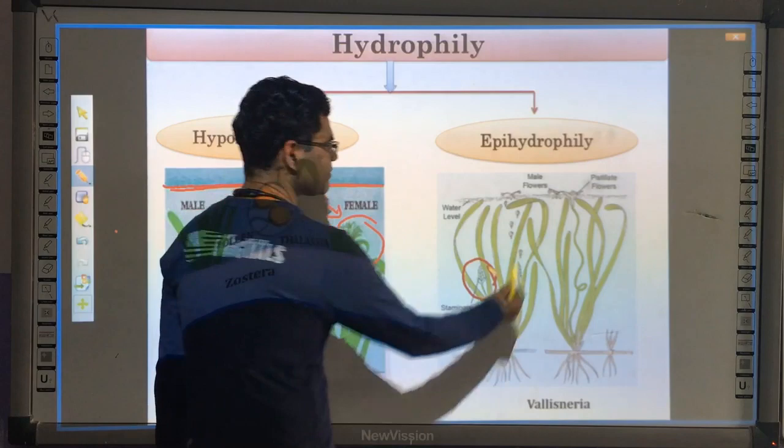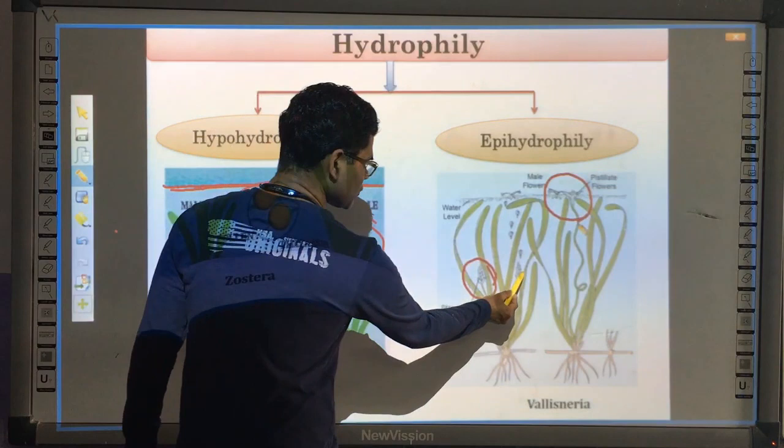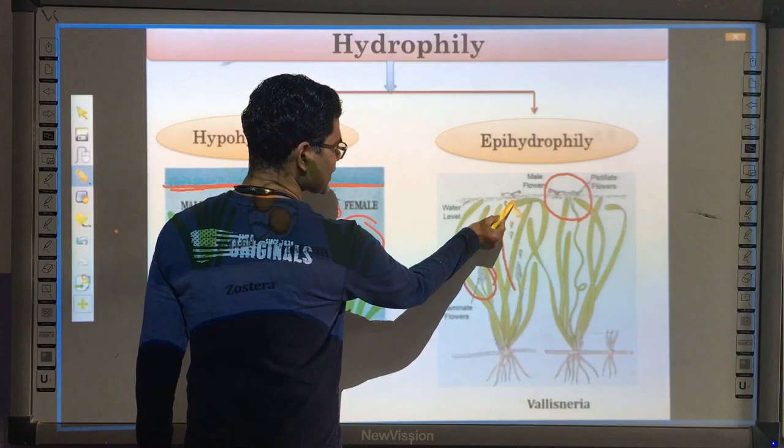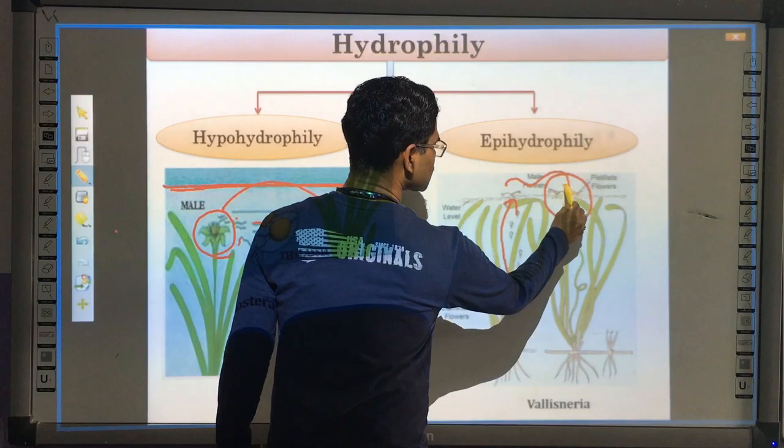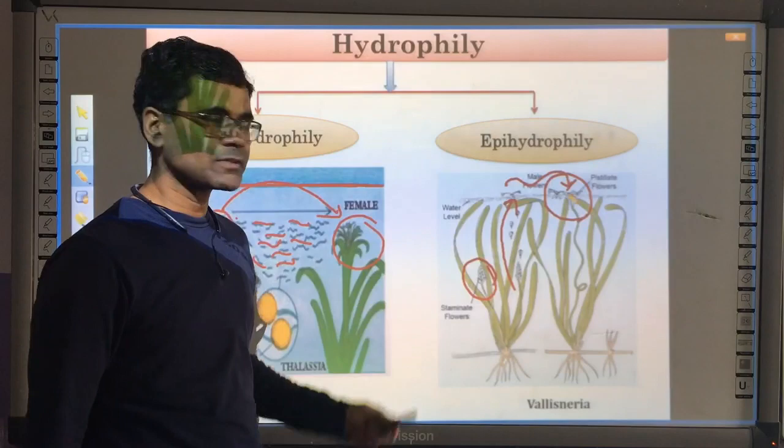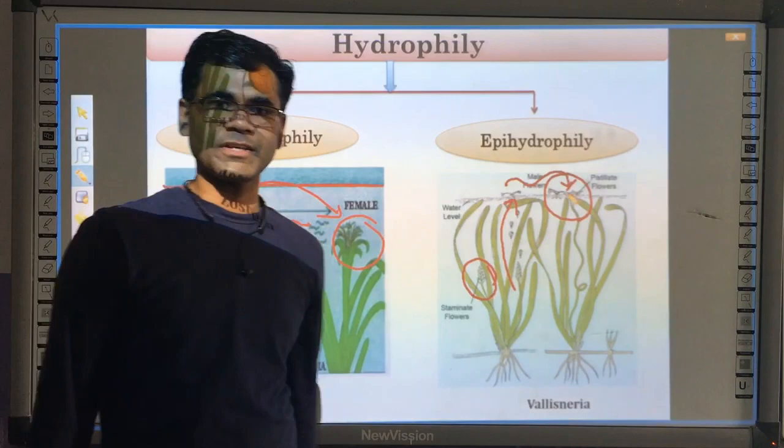So the pollen grain has to be released, as you can see here, and it will come to the surface of water. Then this pollen grain will float and reach the female flower, reach the stigma, and there it performs the pollination. One of the best examples of epihydrophily is Vallisneria.